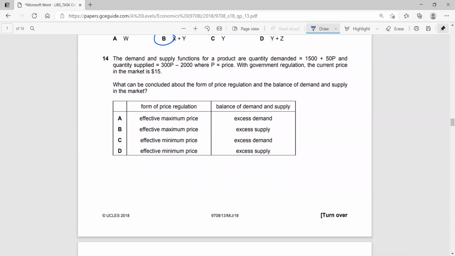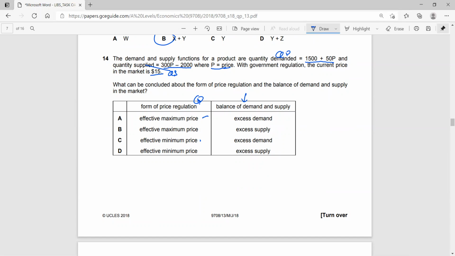The demand and supply functions for a product are: quantity demanded is equal to 1500 plus 50p, where p is price, and quantity supplied is 300p minus 2000. With government regulation, the current price in the market is $15. And now we have to see what the regulation is. Is it an effective maximum price or an effective minimum price, and then make an assessment on demand and supply?